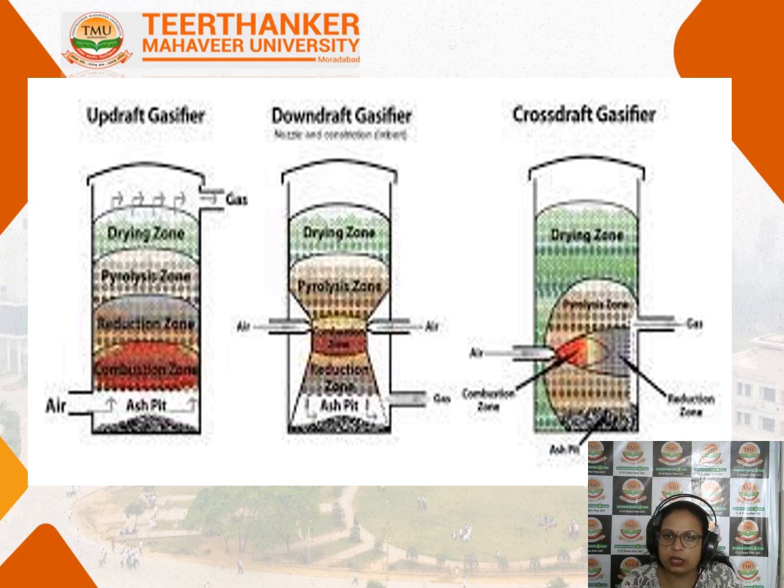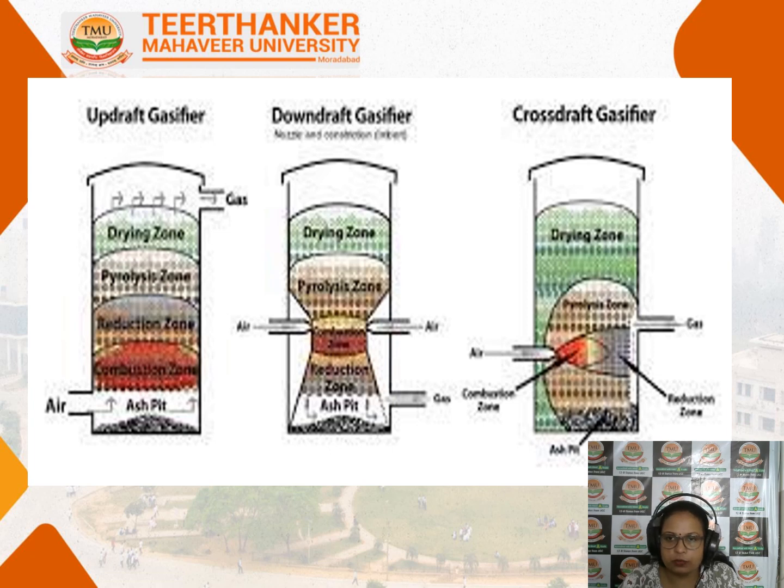And you can see the passage of air from one side and the gas from the other side. So it is crossing the gasifier. That is why it is named cross draft. And in the downdraft, you can see that air is entering inside this and gas is collected from the below of the gasifier. That is why the name downdraft.